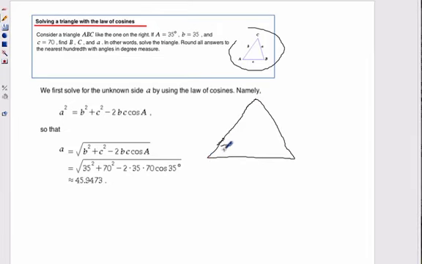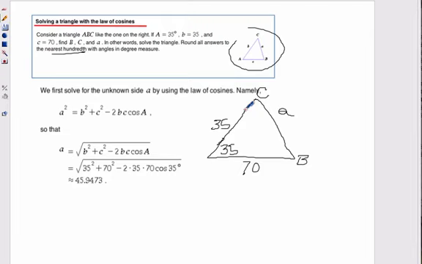We've got angle A to be 35. Now side b is 35, and side c, notice it's lowercase, is 70. Oops, that's here, right? And we want to find A, B, and C. We want to find side A here. We want to find angle capital B and angle capital C. And then, of course, we want to round all answers to the nearest hundredth.